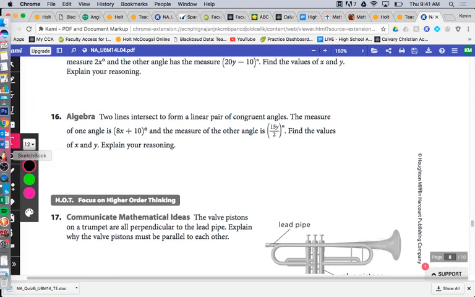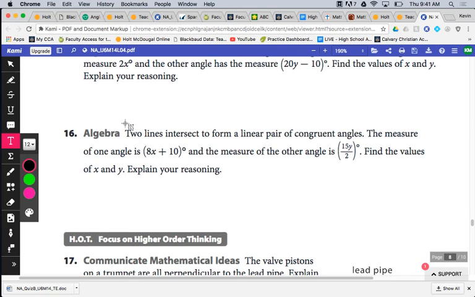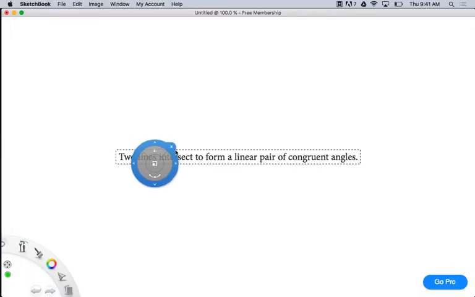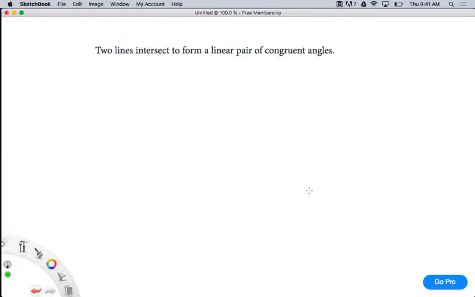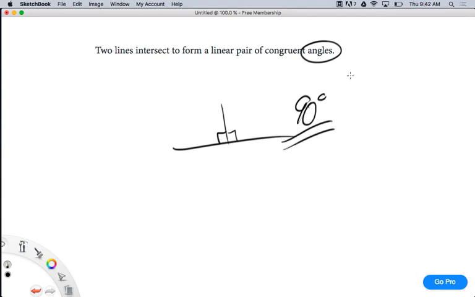Oh, last thing. This statement here: two lines intersect to form a linear pair of congruent angles. What are the measures of these angles? Two lines intersect to form a linear pair of congruent angles. What's the measure of those angles? The only way to have a linear pair of congruent angles is if both angles are 90 degrees. Does that make sense? Okay. Cool.